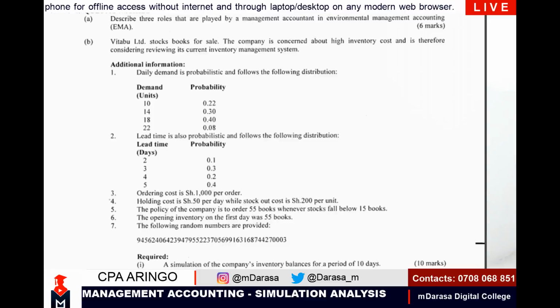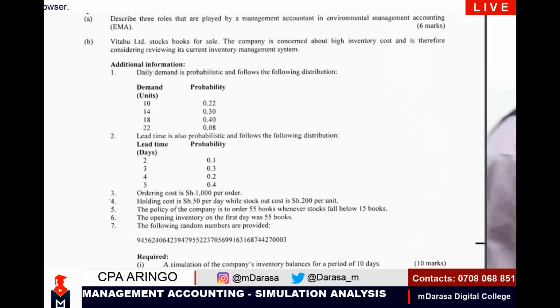Probabilities given. If you can see the probabilities given, we had 0.22, 0.30, 0.40, and 0.08. I've shared the question there with you so that we use it together.